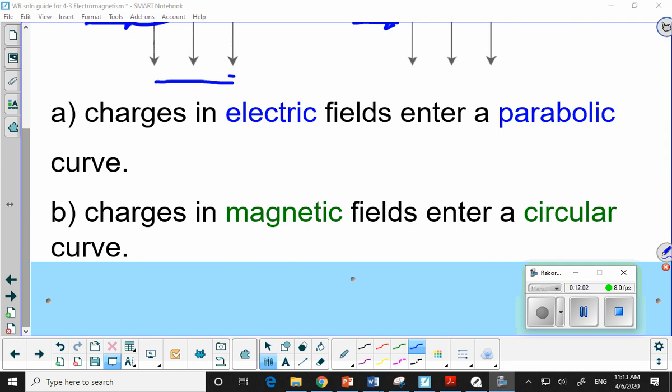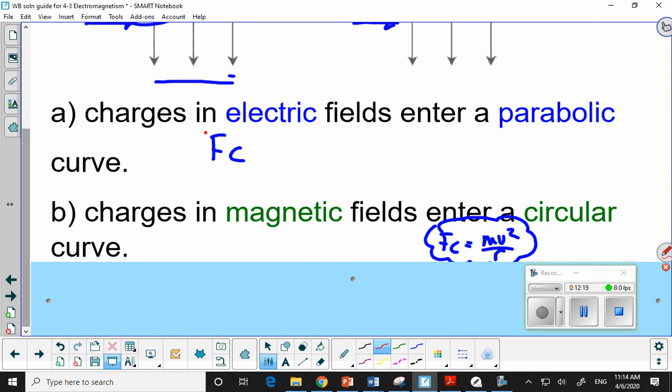So you can now use your circular motion formulas for a magnetic field. You cannot use them in an electric field. You have to use your two-dimensional kinematics to solve some of the more difficult questions. Sorry, folks.